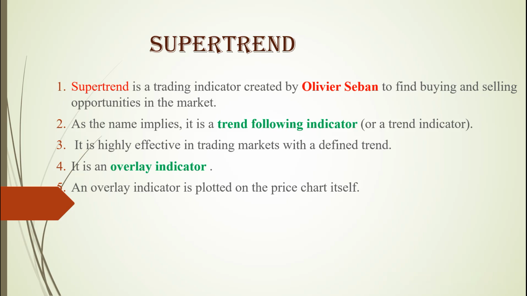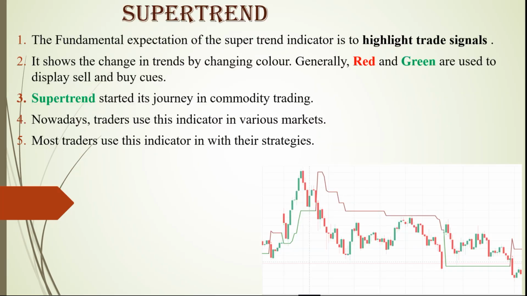Basically, as the name suggests, Super Trend is a trading indicator created by Olivier Seban to find the buying and selling opportunities in the market. As the name implies, it is a super trend. It is a trend following indicator and it is highly effective in trading markets with a defined trend. And one more advantage of the Super Trend is that it is an overlay indicator. So what do you mean by overlay? This particular indicator is plotted on the price chart itself, that is, on the chart itself we can see this particular indicator.